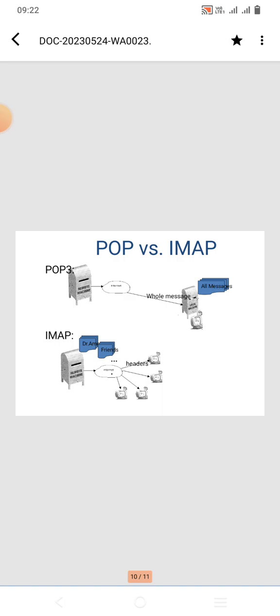The POP protocol is the post office protocol, which acts as a post office between your client and the server. The next one is the IMAP protocol. With this, we will conclude this topic.